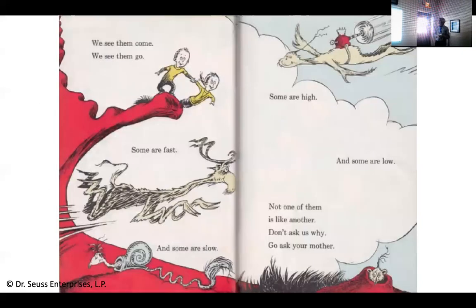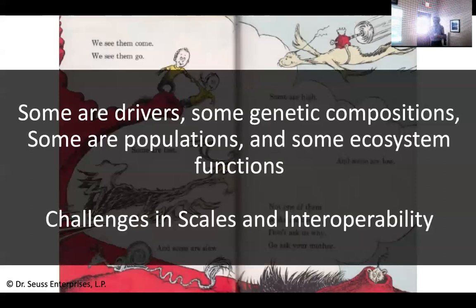All right, next chapter. Some are high, some are fast, some are slow, some are low. Some are drivers, some genetic composition, some are populations, the same ecosystem function. Okay. All right, this is challenges and scales and output.